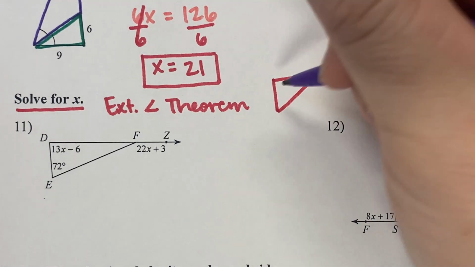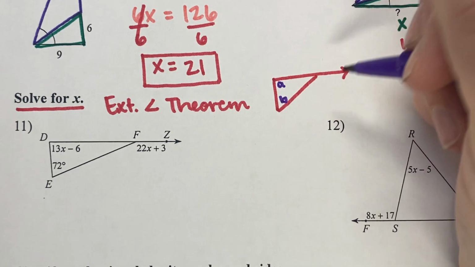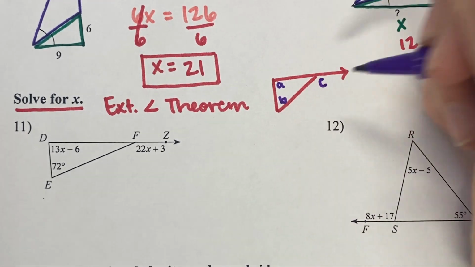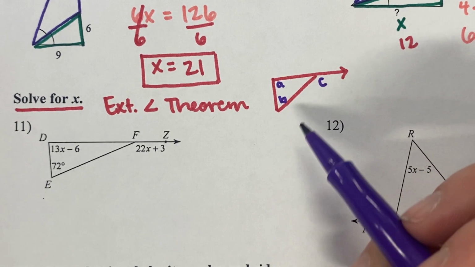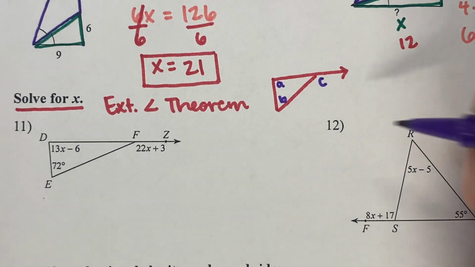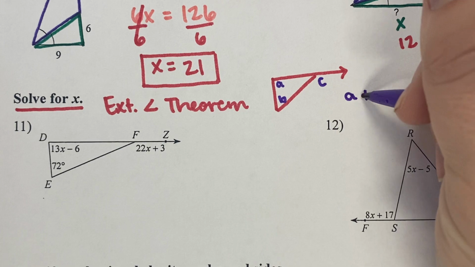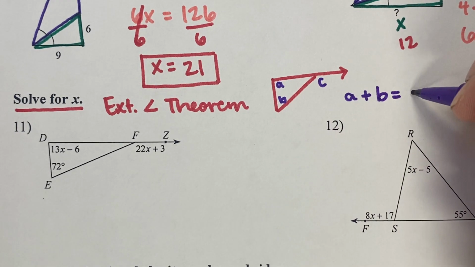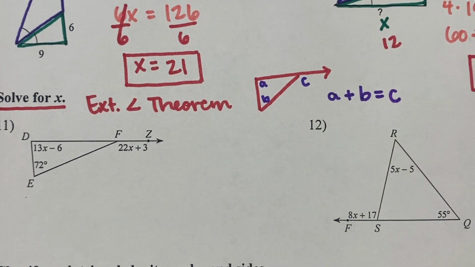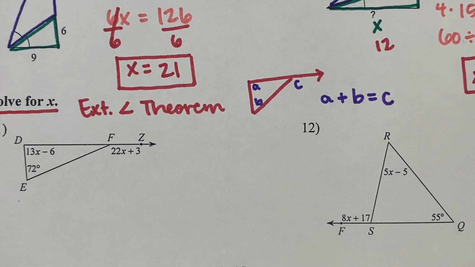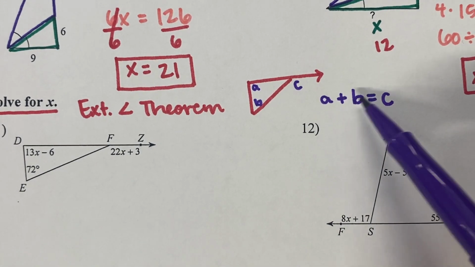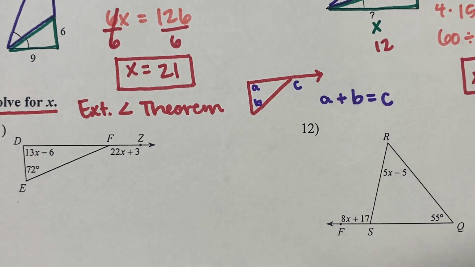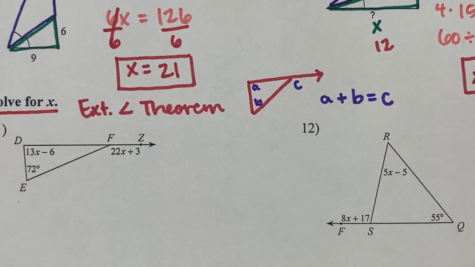This tells us if I have angles A and B, these are my interior angles, and that exterior angle, technically on the outside of the triangle, is C. Well, this tells us that A plus B is equal to C. Not to be confused with A squared plus B squared equals C squared. We just know that those two angles added together have to equal C. That's what our exterior angle theorem states.